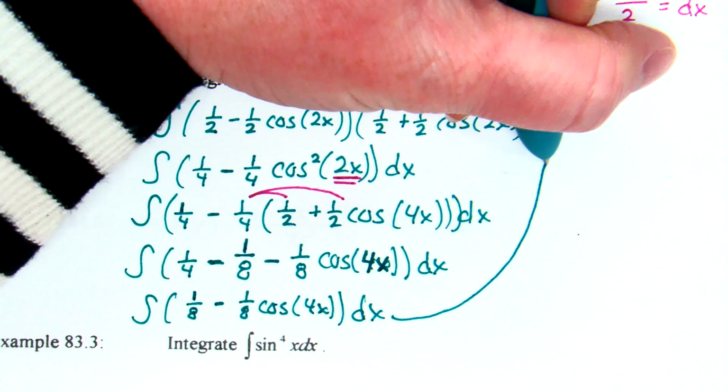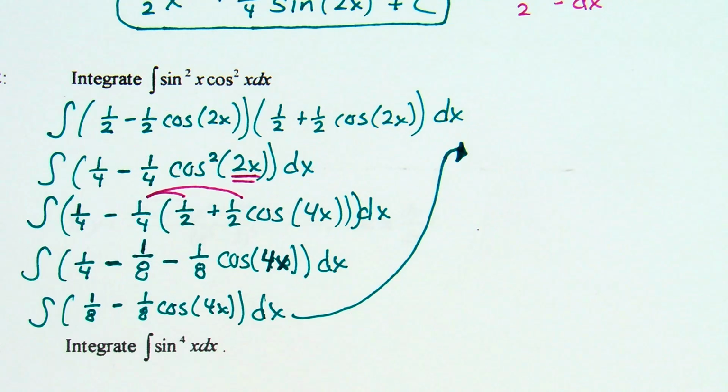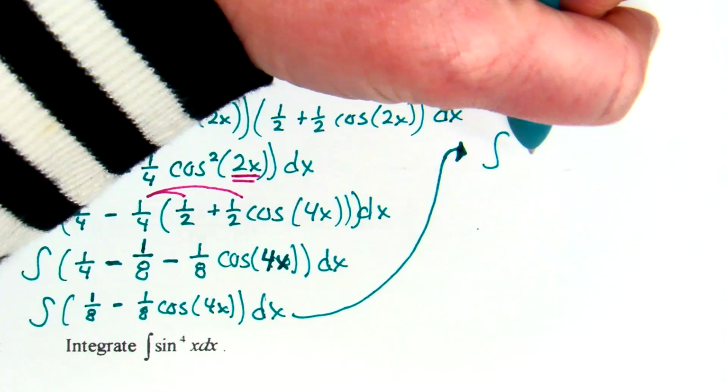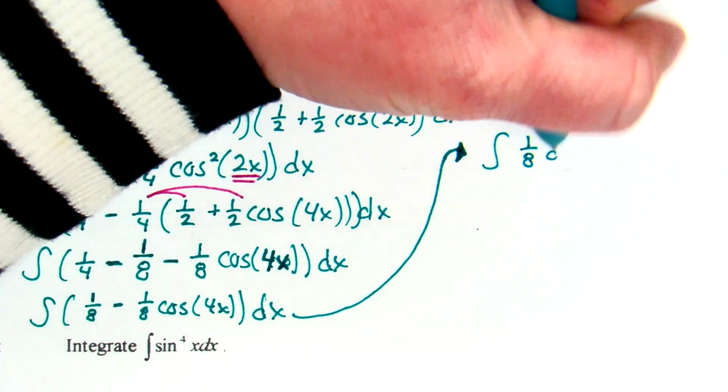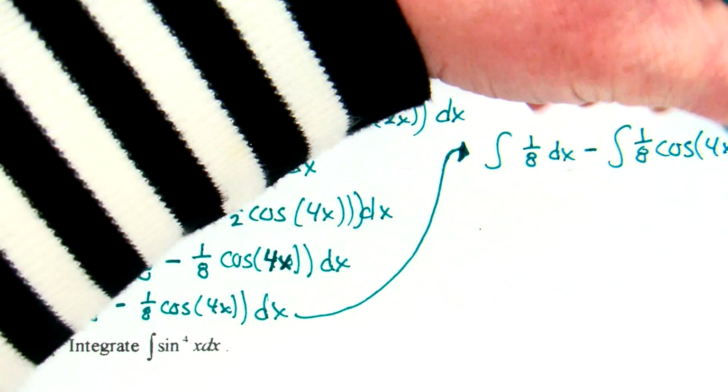Good news is, I think we're finally about ready to integrate. Well, the only other thing, we got rid of, we don't have any cosine squares, just cosine 4x. So the only other thing you might do is to split it into two integrals. And I don't know if you guys necessarily do that or not, but officially, this is going to be the integral of 1/8 dx minus the integral of 1/8 cosine 4x dx.